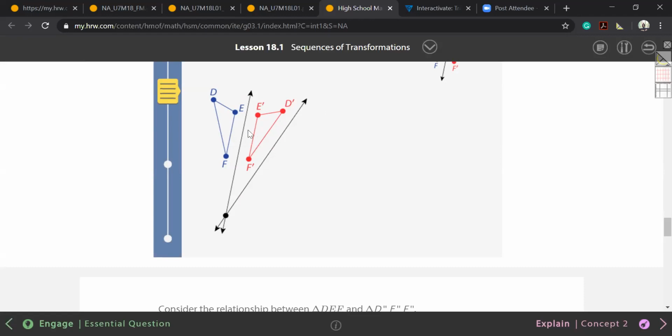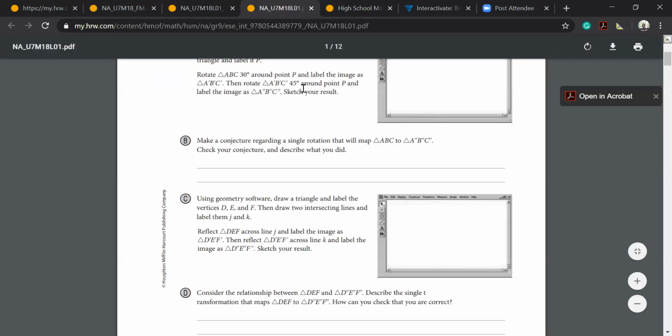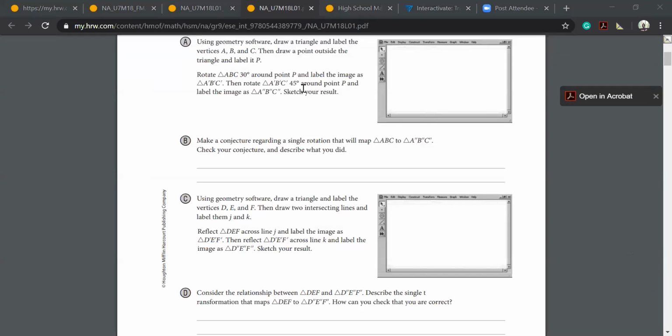I will tell you what the red one is now. But for now, I draw a triangle. I draw two intersecting lines like this. And then what's required from me after graphing all of this?